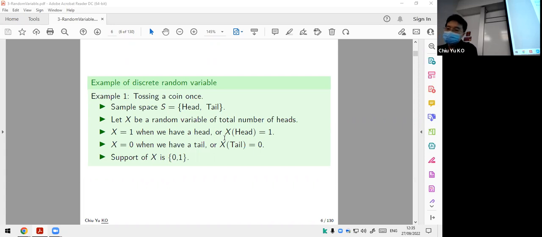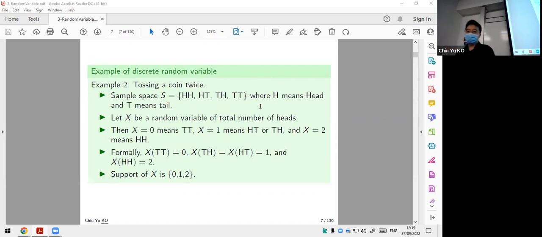So one way to do it is something like number of heads or number of tails. It's the same because it only tosses once, right? So here we have head related to 1 and tail related to 0. Later you see we actually use this formulation as well.